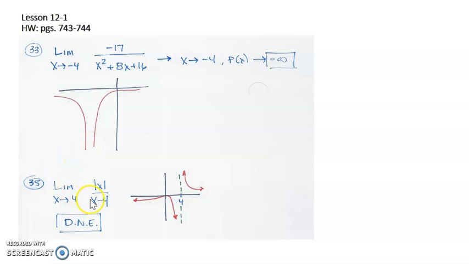Now on 35, we have the limit of the absolute value of x divided by x minus 4 as x approaches 4. Well, that's going to give us division by 0 in the bottom. If you look at your graph, it looks like this. Well, here's our asymptote here. And so this limit is not going to exist.